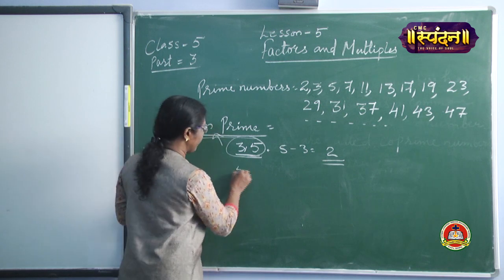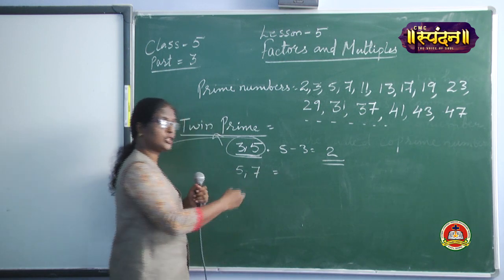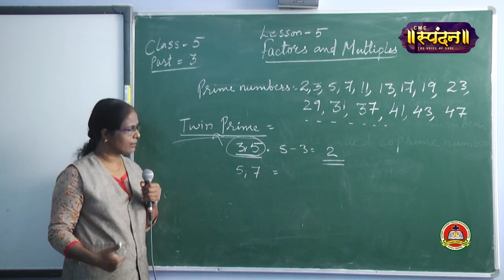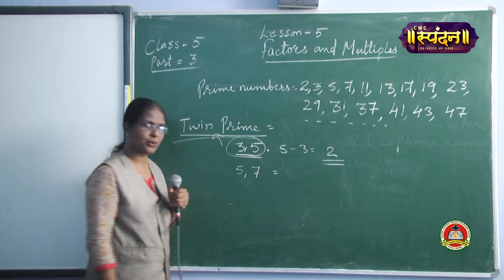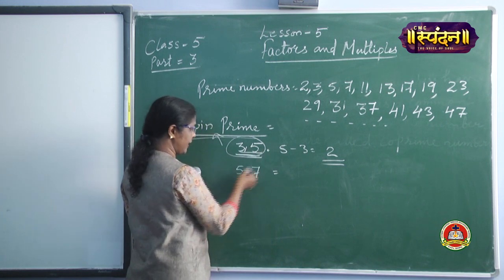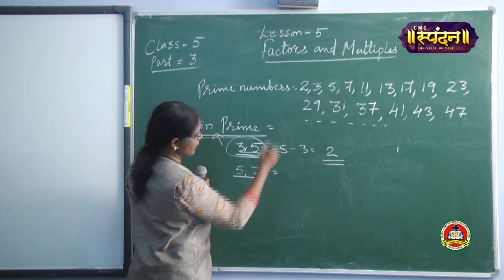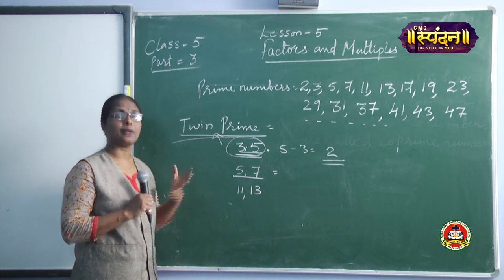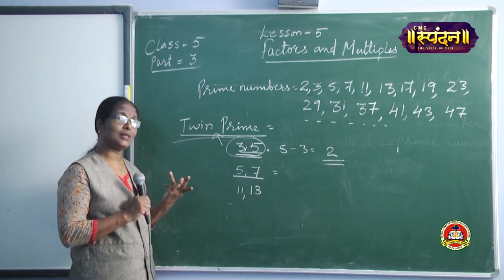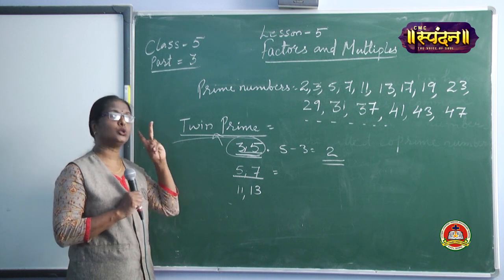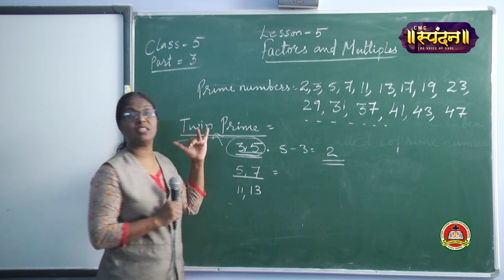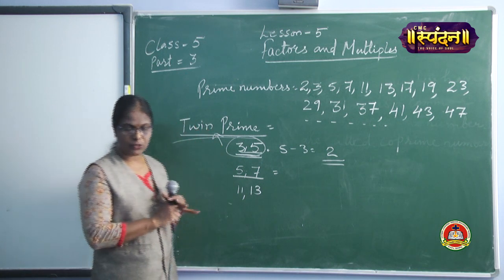The same way 5 and 7. The difference between these two prime numbers is also 2. So 5 and 7 are also called twin primes. 3 and 5, 5 and 7. Then next you have 11 and 13, which is also a twin prime, because for any two prime numbers you take, if the difference between them is 2, then those prime numbers are called twin primes. I think it is very clear to you.